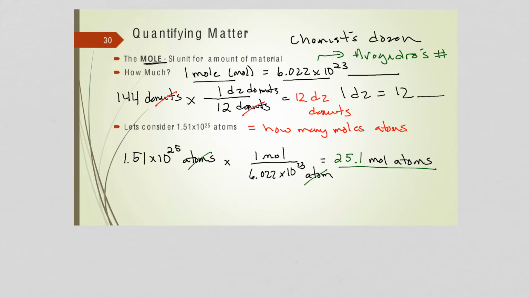Okay, so now that we have the basic idea of how to convert between atoms and moles, of course, if I started out with moles and I wanted to go back to atoms, I'm going to use the same number, but I'm going to multiply by it instead of divide by it, just like if I wanted to go from 12 dozen donuts back to individual donuts, I would multiply by 12 instead of divide by 12. So we can go back and forth between how many atoms we have and how many moles of atoms we have, or moles of whatever.